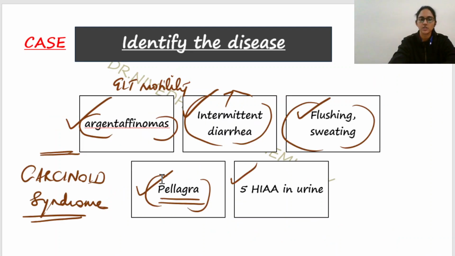But in case of carcinoid syndrome, what happens? There is increased synthesis of serotonin because of these argentaffinomas. So most of the tryptophan is being utilized for synthesis of serotonin, all of it diverted to the serotonin pathway. So niacin is not produced. There is niacin deficiency, which can lead to pellagra. Also there is much serotonin, which leads to 5-hydroxyindole acetic acid excretion in the urine, which is diagnostic.